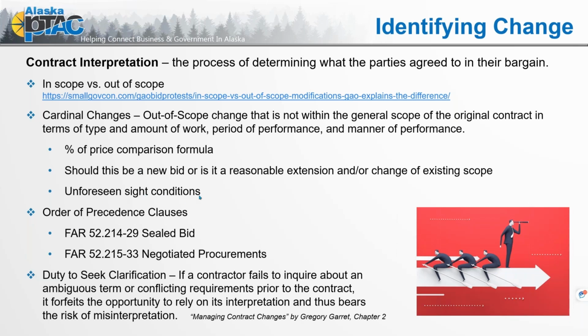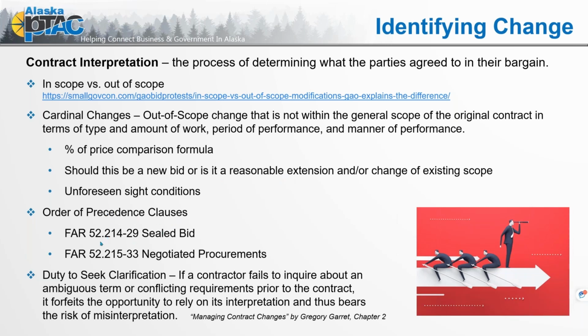Okay, unforeseen site conditions. In fact, we might even have that as a standard clause, especially in construction contracts. Was there an unknown condition that would impact it? And again, like that cardinal change, this unforeseen condition, does this create a whole new set of circumstances that needs to be addressed separately, or is it a reasonable change? Was it possibly anticipated that there might have been unforeseen changes, and then they can continue? Then it could be determined, yes, it is a reasonable extension.